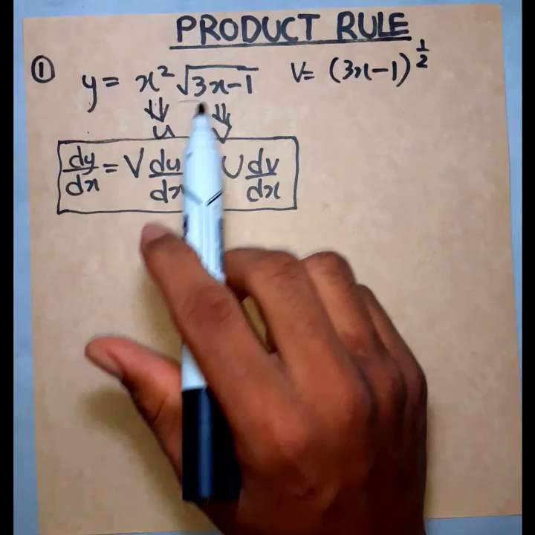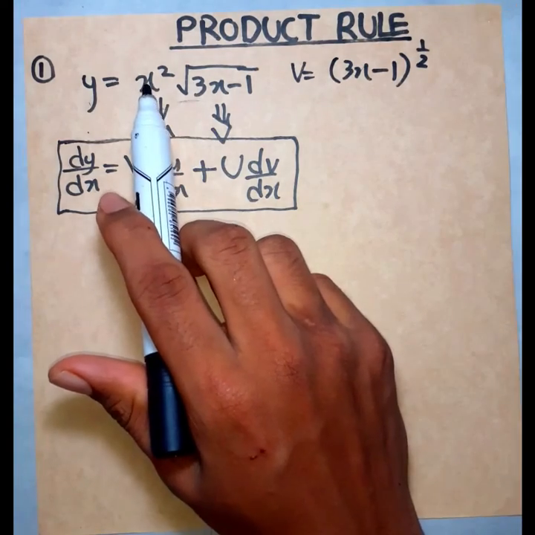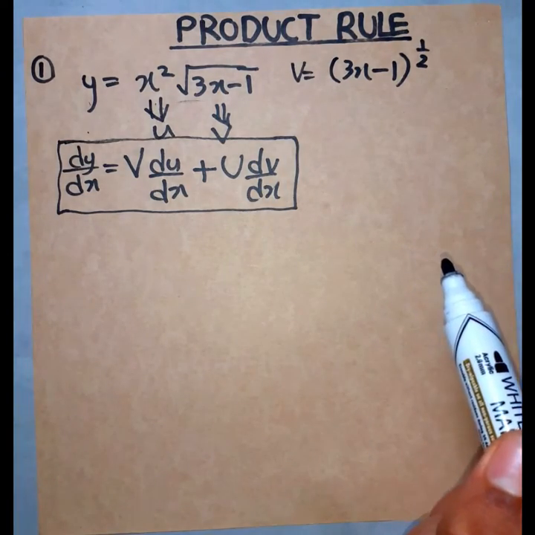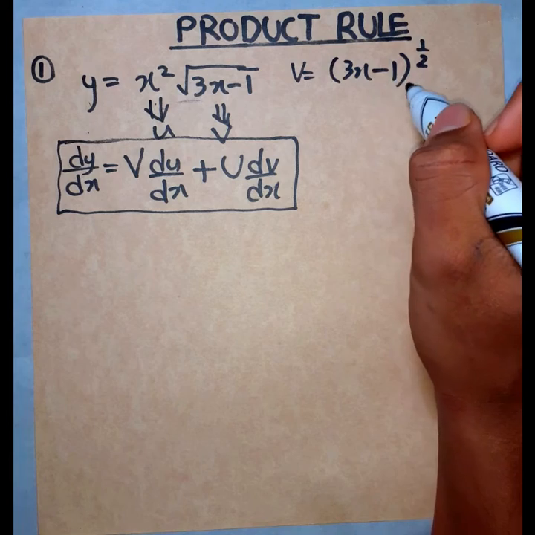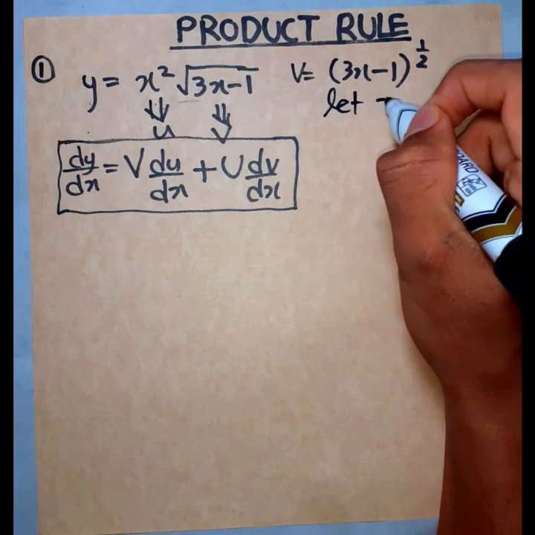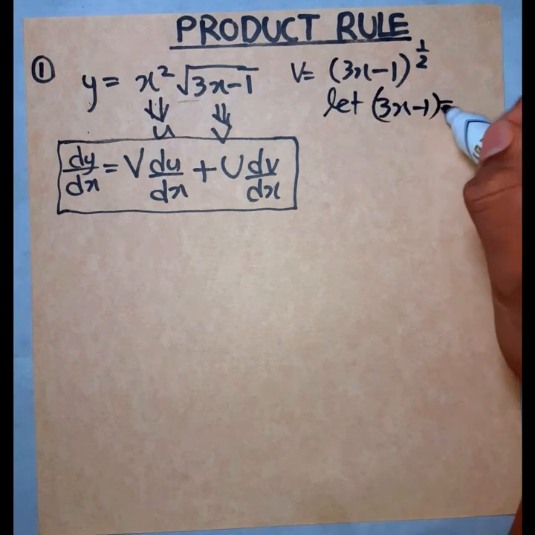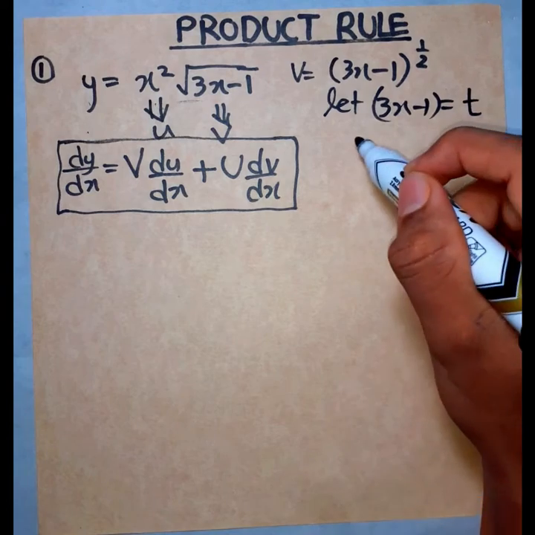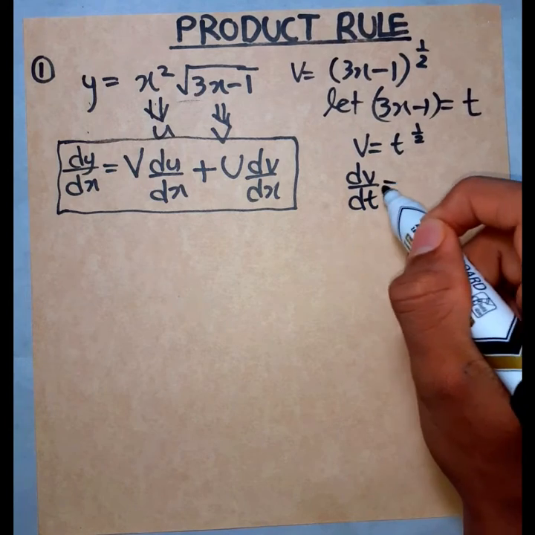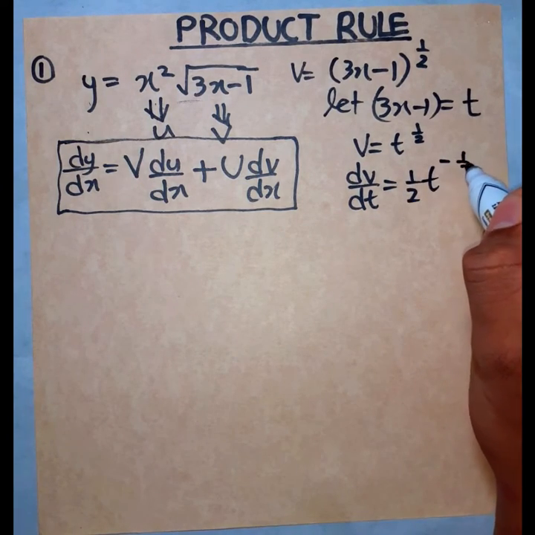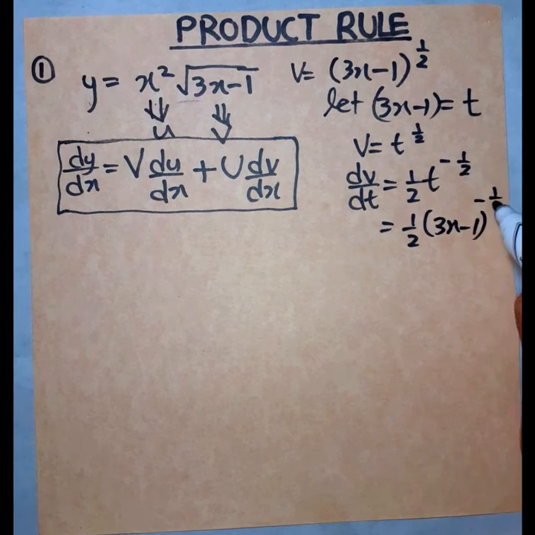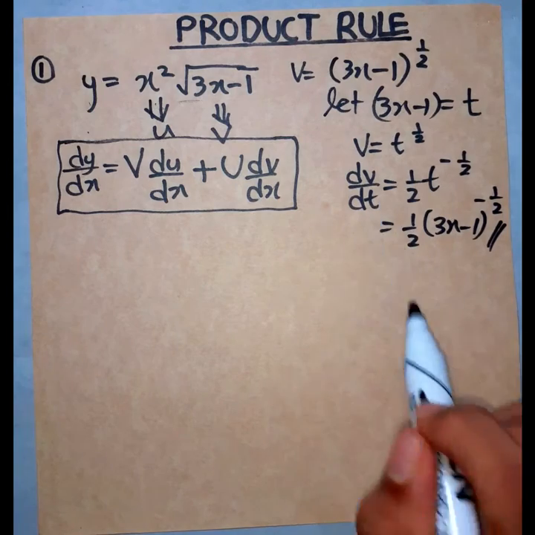The rest you can find, since we know du by dx is the differentiated version of x squared, and u is going to be x squared, and dv by dx is what we are going to find now. So now v is equal to 3x minus 1, everything to the power half. First step, we let 3x minus 1 equal a constant such as t. So v is equal to t to the power half. So dv over dt is going to be half t to the power minus half, which is equal to half 3x minus 1 to the power minus half. And that is the dv by dt.